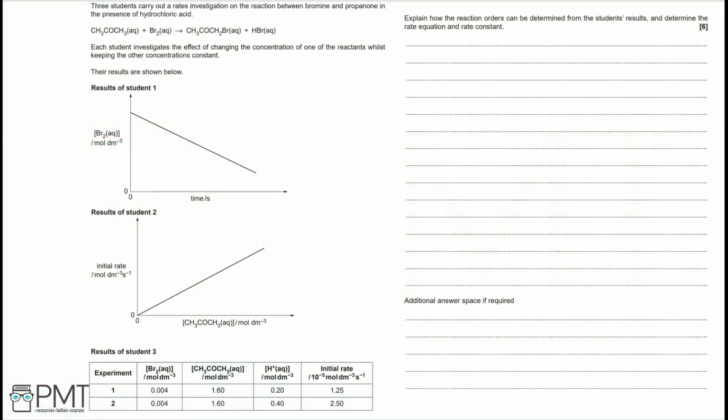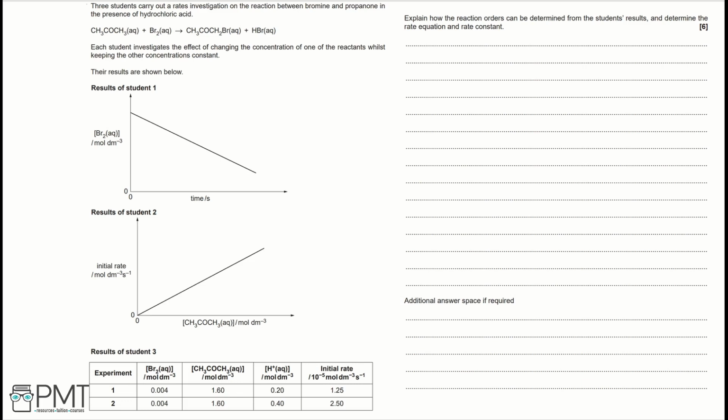Three students carry out a rates investigation on the reaction between bromine and propanone in the presence of hydrochloric acid. Each student investigates the effect of changing the concentration of one of the reactants, whilst keeping the other concentrations constant. The results are shown below. Explain how the reaction orders can be determined from the students' results and determine the rate equation and rate constant.